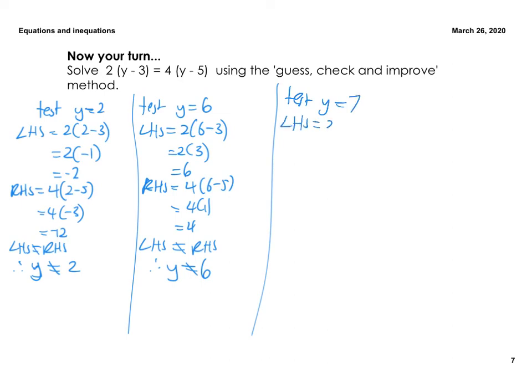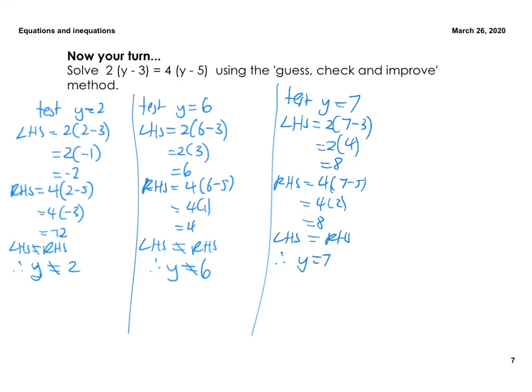LHS equals 2(7 take away 3), 2 times 4, which is 8. RHS, 4(7 take away 5), 4 times 2, which is 8. They match, so LHS does equal RHS, therefore y equals 7. And that is my answer.